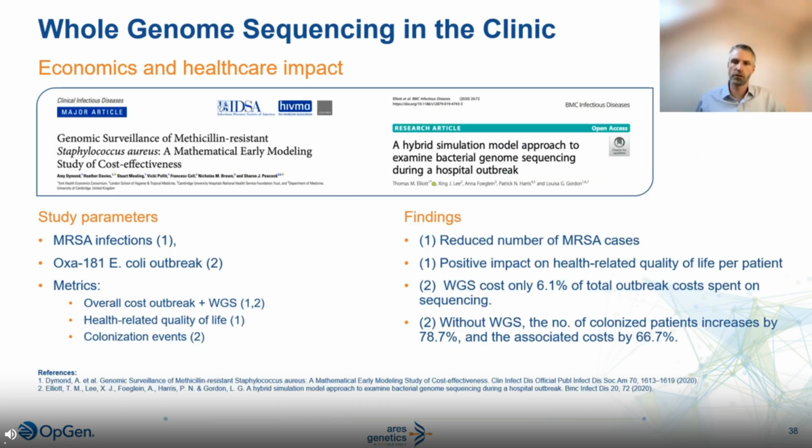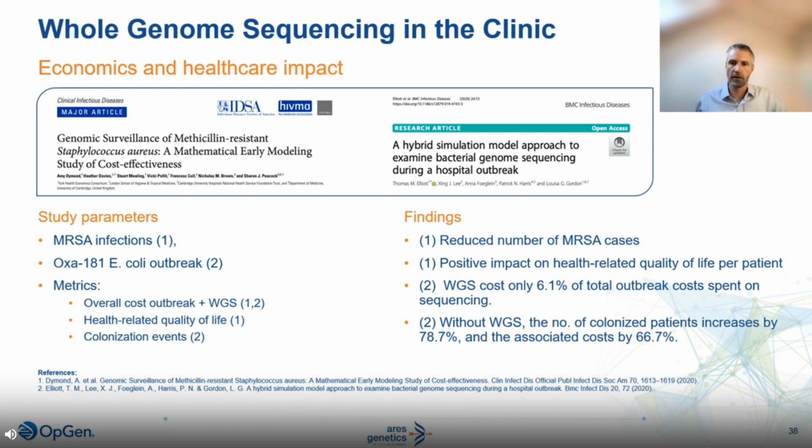More recent studies use statistical and mathematical modeling to estimate the cost effectiveness of routine whole genome sequencing as an infection control tool. The studies by Diamond and co-workers and Elliott and co-workers modeled the effects of whole genome sequencing on patient outcome and on healthcare cost based on data they acquired from AMR outbreaks with MRSA and OXA-181 E. coli respectively. Diamond and co-workers based their model on data generated during a 12-month prospective observational cohort study.